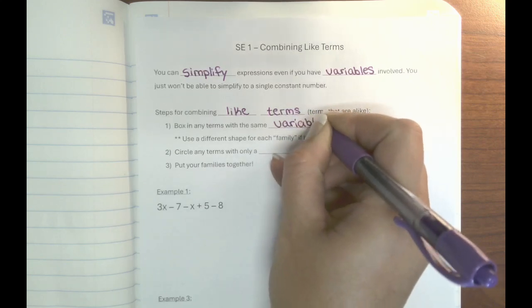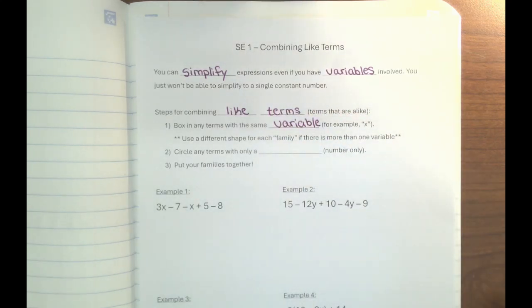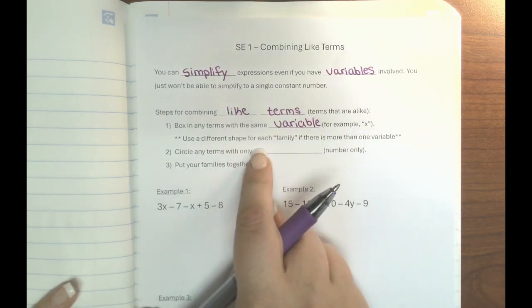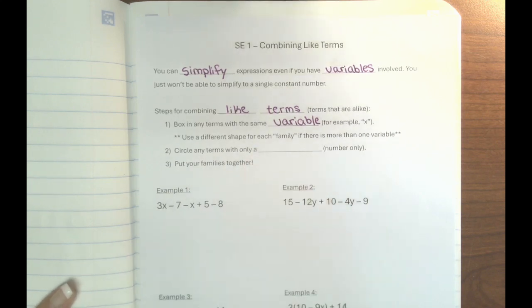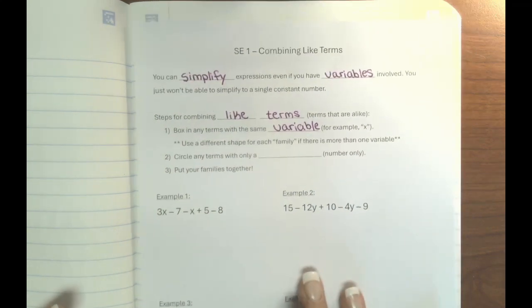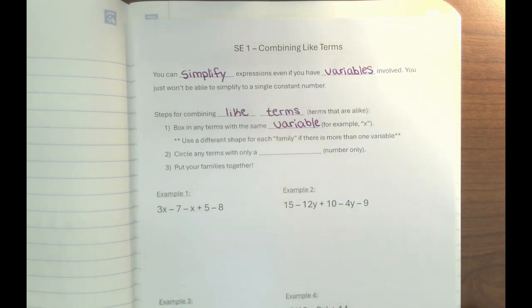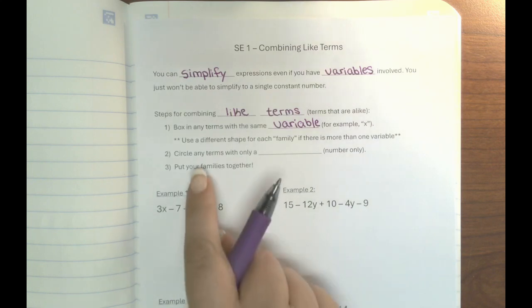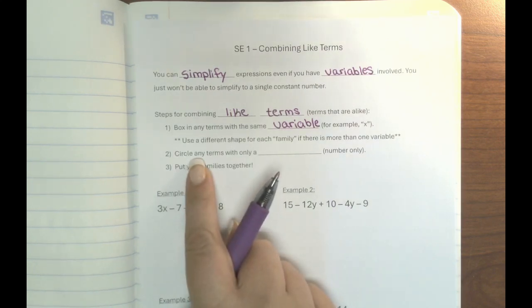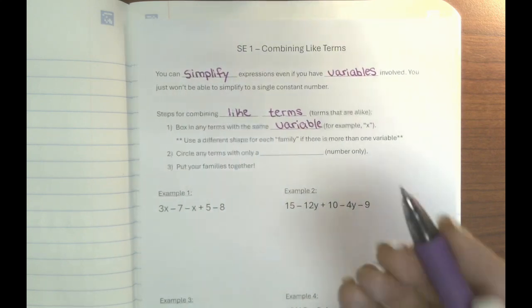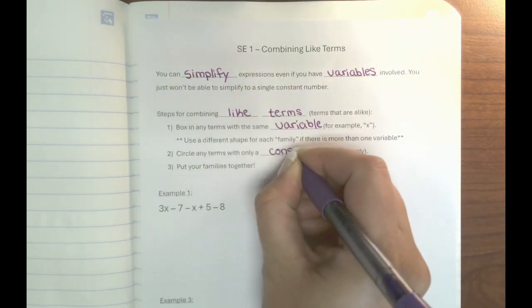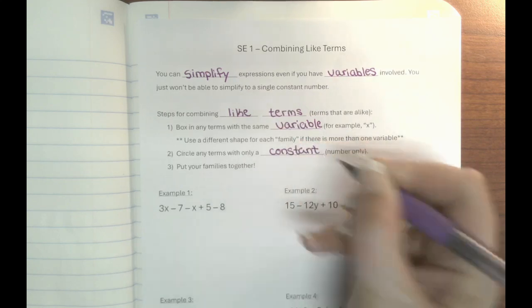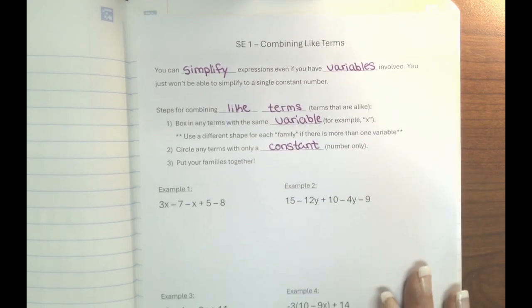So for example, an X. If there's an X in the term, we'd say it's part of the X family. Now you would use a different shape for each family. If there's more than one variable, for example, example 3 at the bottom has an X and a Y, you would use a different shape for each, because you can't combine them if they're part of different families. After you box in the terms with the variable, you're going to circle any terms with only a constant in them, meaning it's just a number, no variables in the term. And then you get to put your families together.